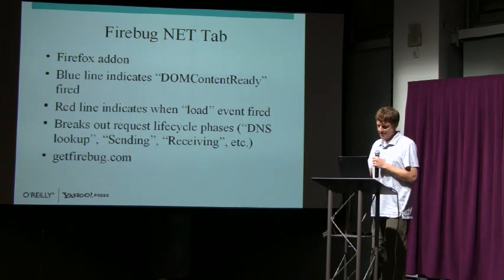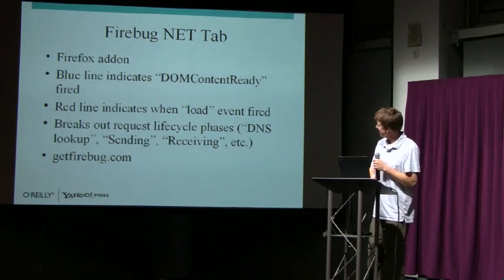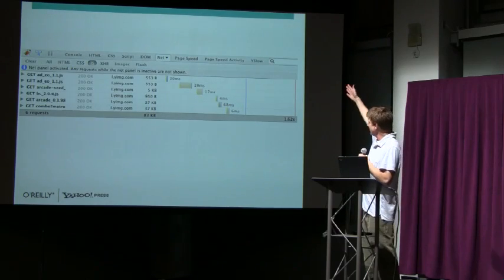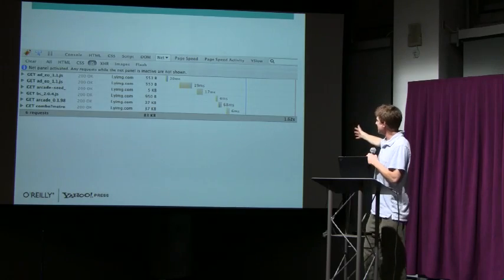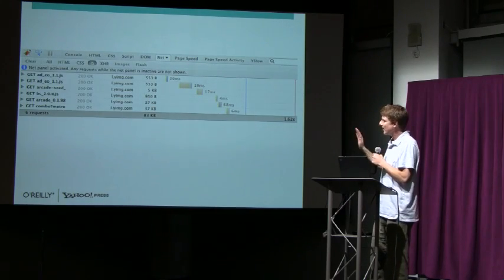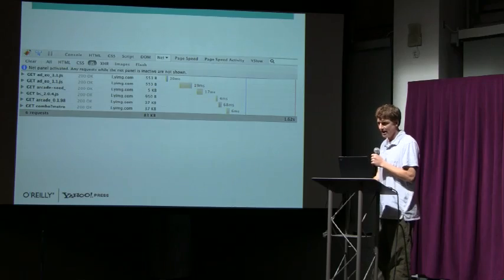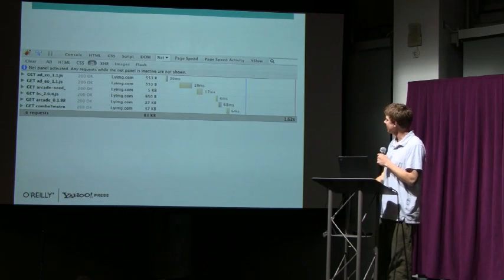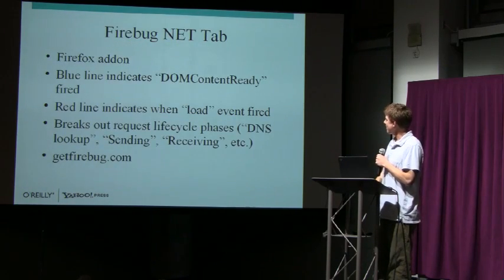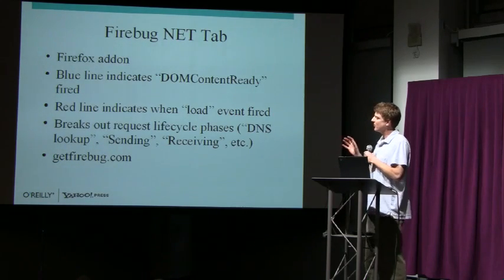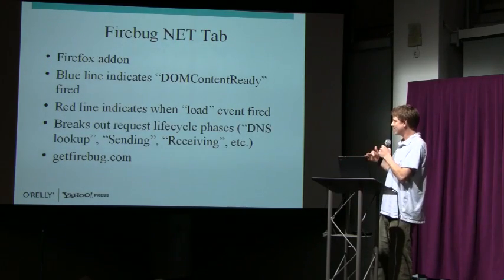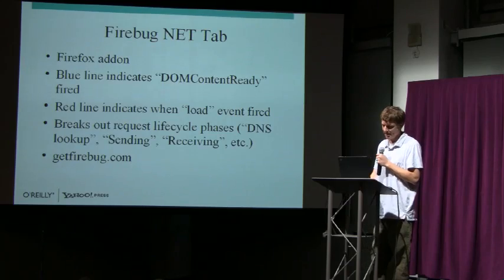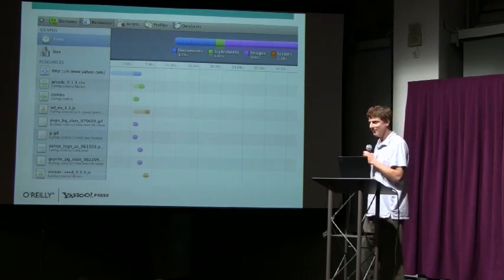It comes with Firefox. I don't know if you noticed here, there's a blue line that indicates when the DOMContentLoaded event fires, and then the red line indicates when the onload event fires. It helps give you an idea of what's happening when, as far as the loading life cycle of your page. And additionally, it'll help you understand what's actually happening with each step of the request. How much time was spent in the DNS, how much was sending, receiving, etc. Getfirebug.com, I'm sure you have that already.